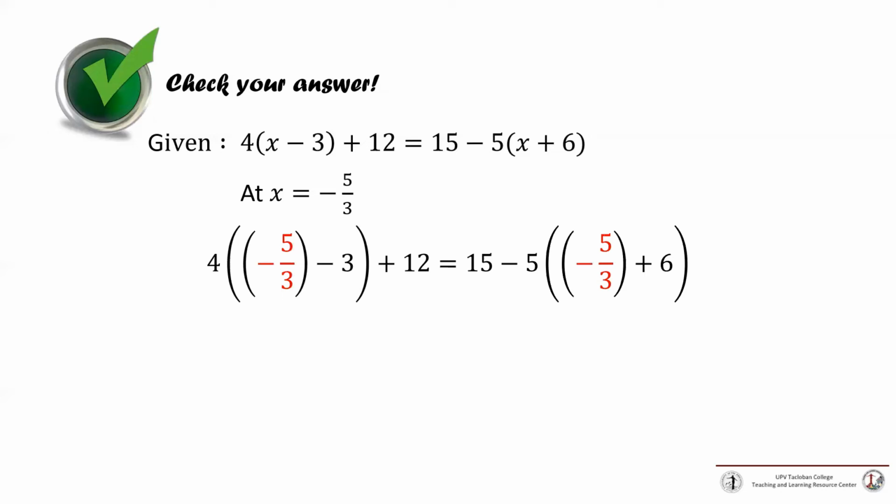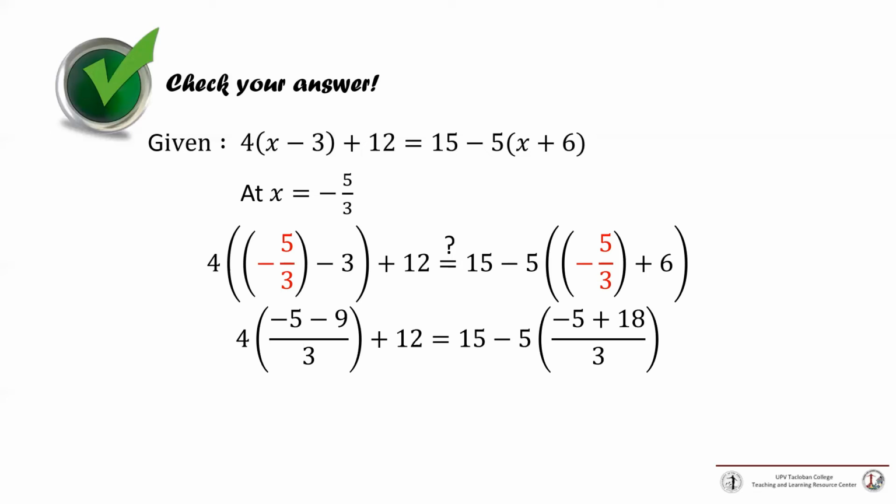Okay, and then next, we want to test if the left-hand side is equal to the right-hand side. Now, in this case, we don't know yet if both sides are equal. So let's continue simplifying the equation by using the value that we have, negative 5 over 3. Okay. So by simplifying the quantity in the bigger parenthesis, we have negative 5 over 3, quantity negative 5 over 3 minus 3.